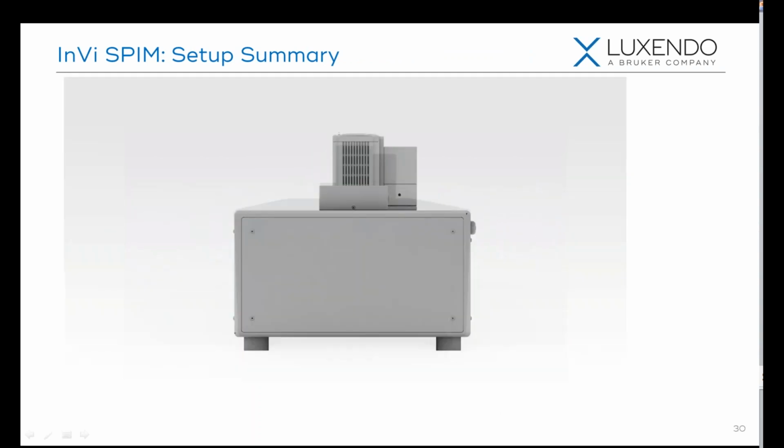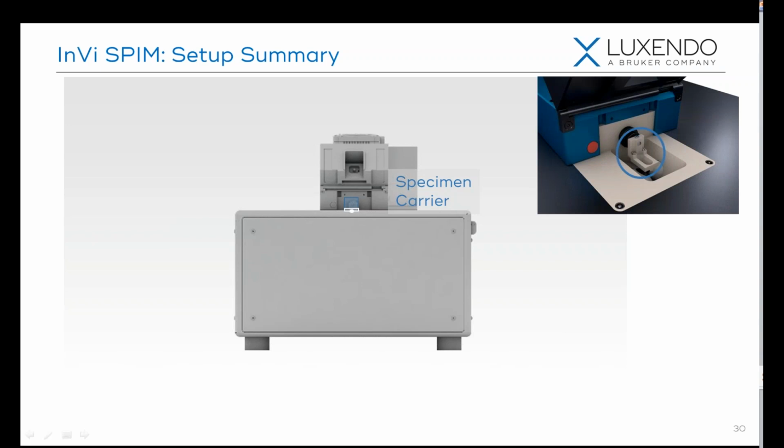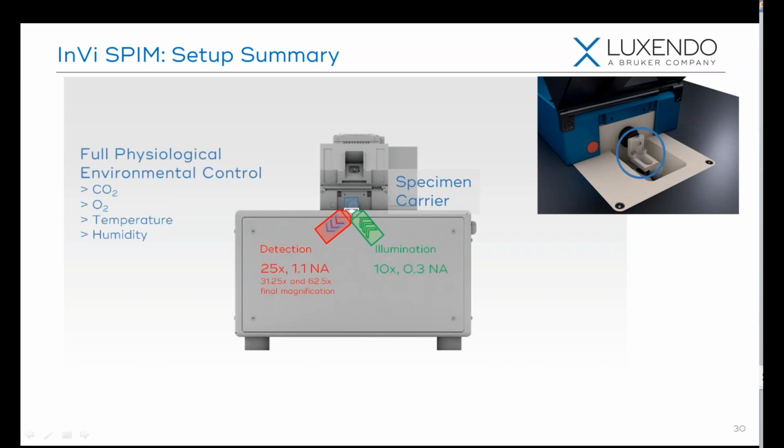So what I'm showing you here is a schematic of the INVI. We'll see that the INVI is a single-sided light sheet with illumination happening from a 10x 0.3 numerical aperture objective and detection from a 25x 1.1 numerical aperture objective. Now 25x is not a very quote-unquote high magnification, and so what we'll do is post-magnify this with tube lenses for effective magnifications of 32 and 62x respectively.